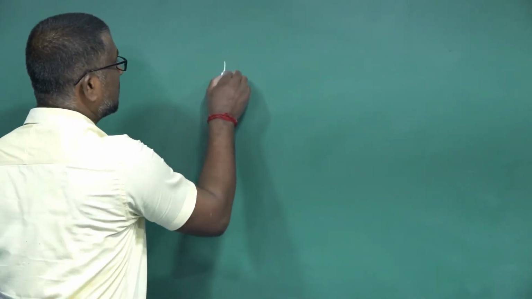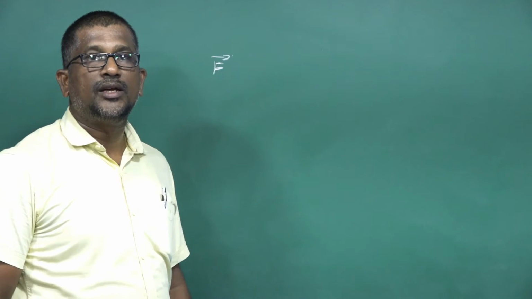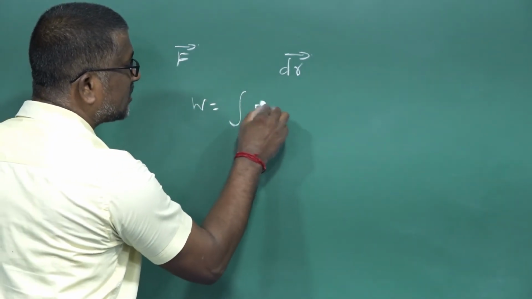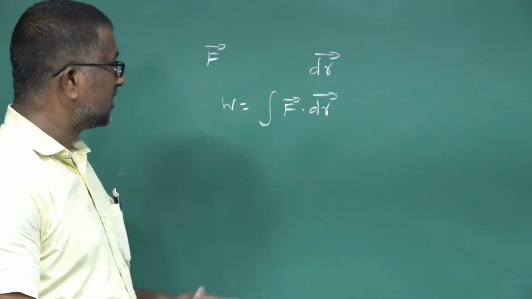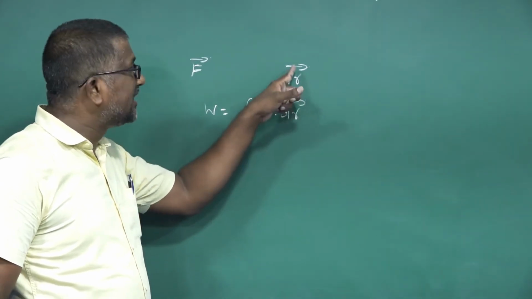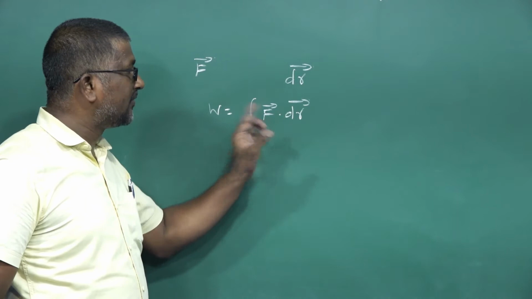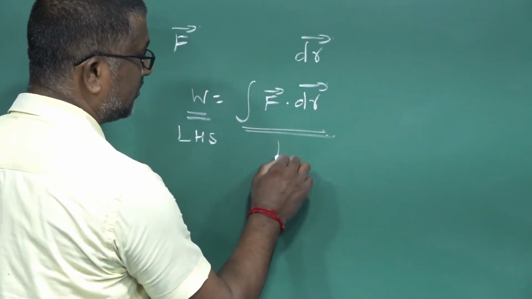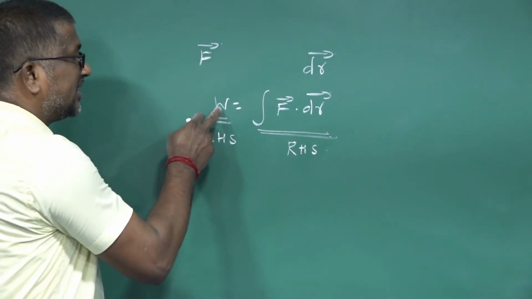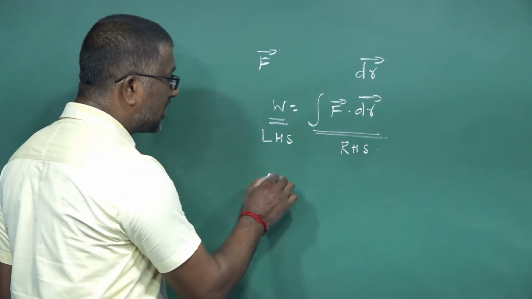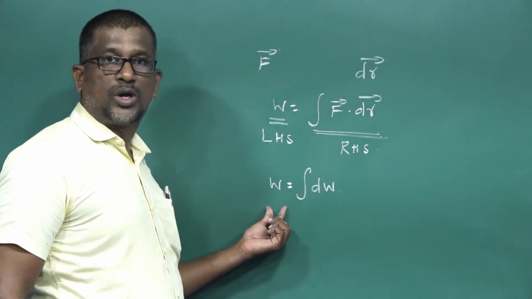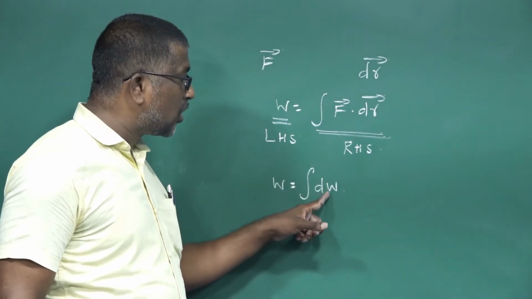We know that the work done by a force F vector, for displacing the body through a distance of dr vector, is given by W is equal to integration of F vector dot dr vector. This is the left hand side of the equation, and this is the right hand side. Here W is nothing but the total work done. Total work done is nothing but the integration of small work done. By integrating small work done, we can get the total work done, and you are already familiar with that.